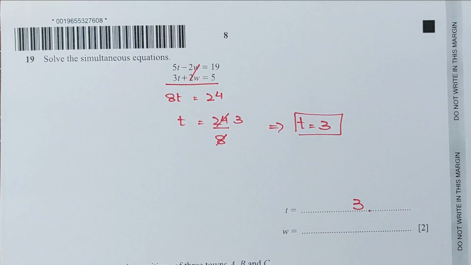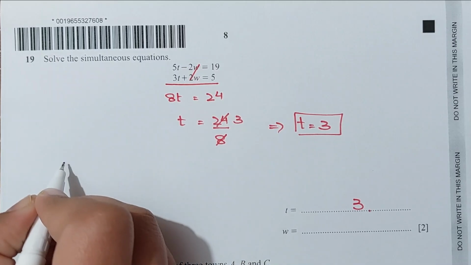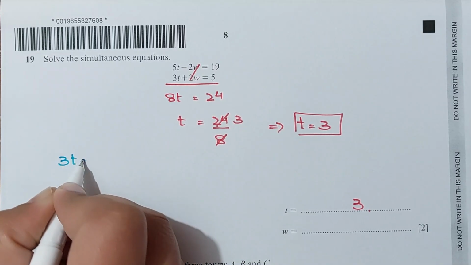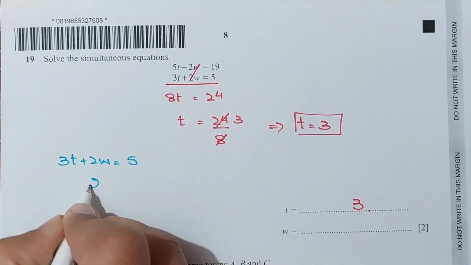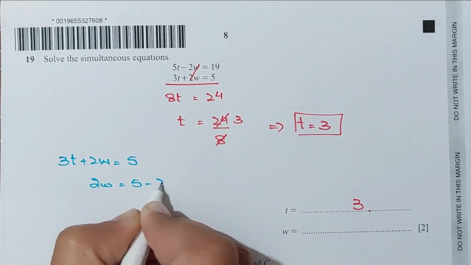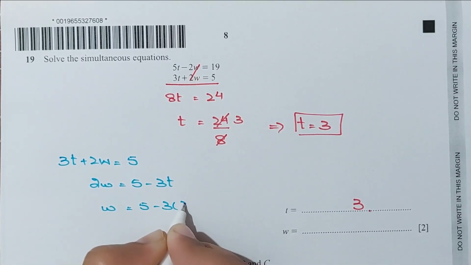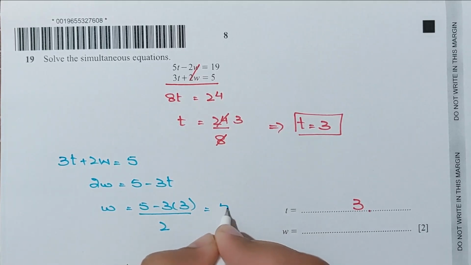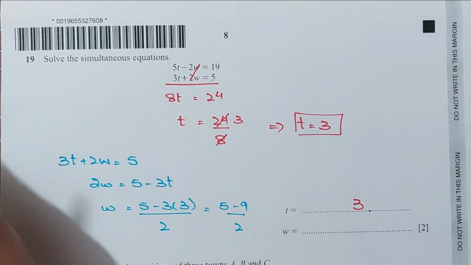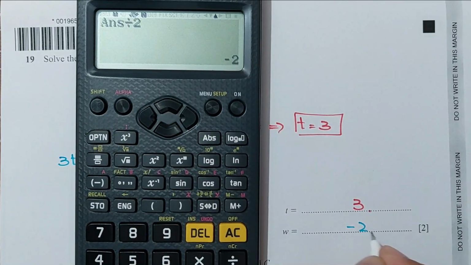Okay, now let's solve for the next one. The next is the W value. So substitute the W value into the first or second equation. You can say 3T plus 2W equals 5. I'm plugging into the second one. So 2W would be equal to 5 minus 3T. And W would be equal to 5 minus 3 into T divided by 2. So this is 5 minus 9 by 2. 3 times 3 is 9. 5 minus 9 divided by 2 is negative 2, is the W value.